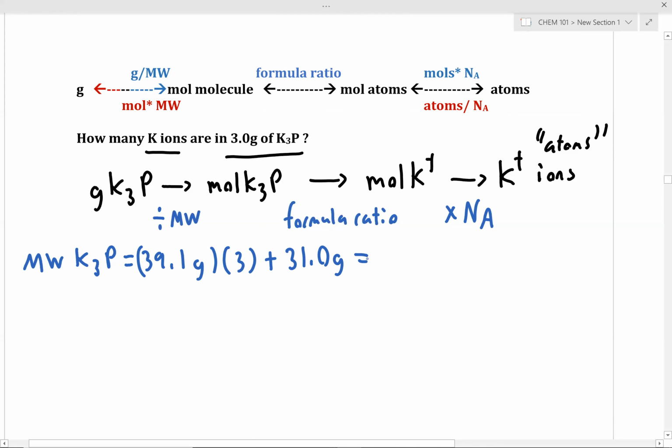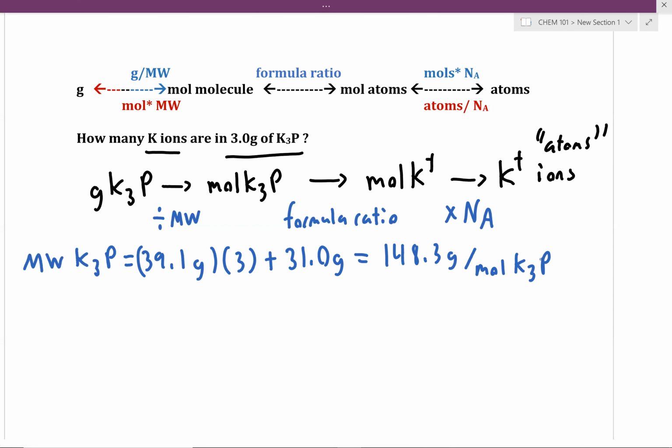Let's calculate that. 39.1 times 3 plus 31. That gives us a molar mass of 148.3 grams per mole of potassium phosphide. Okay, we now have everything we need to complete this problem. So let's execute on that.